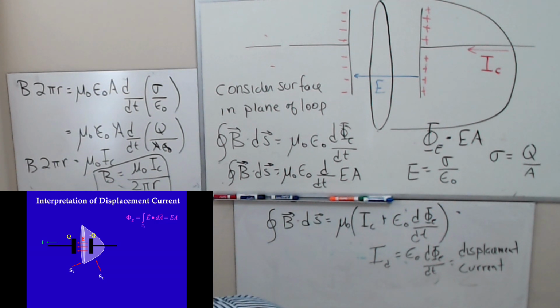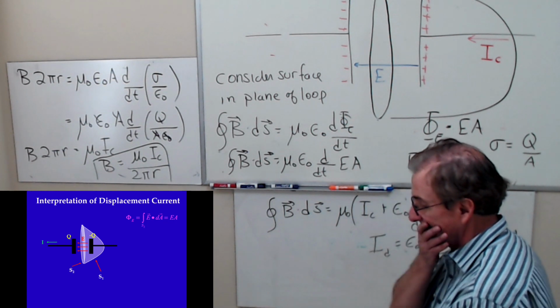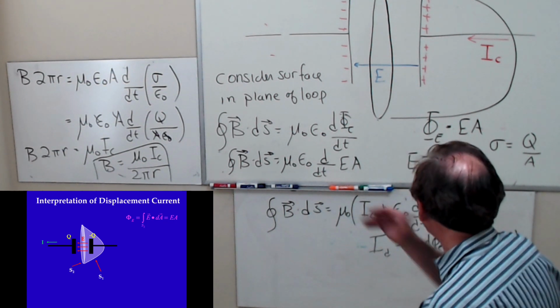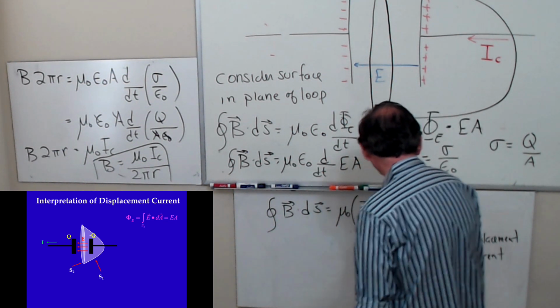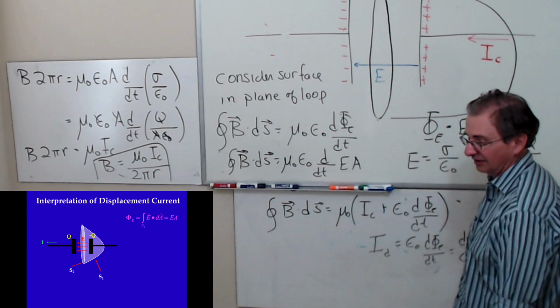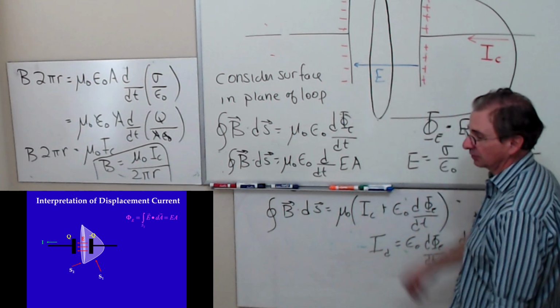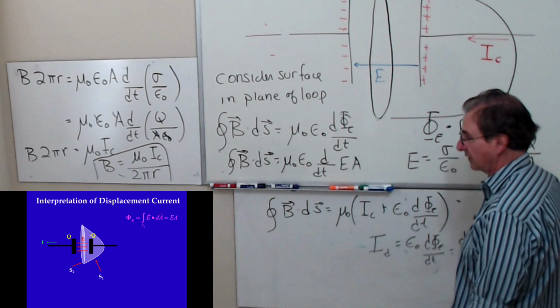Does everybody see it? It works. Just adding this term works. So now I get consistency. I mean, if you think about it, if these wires are long compared to the separation between the plates, it's not going to make a difference. You're going to get the same field there.